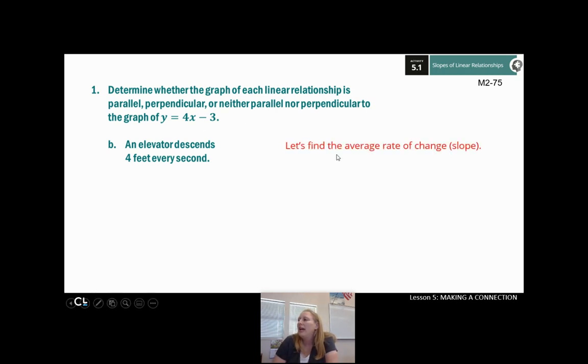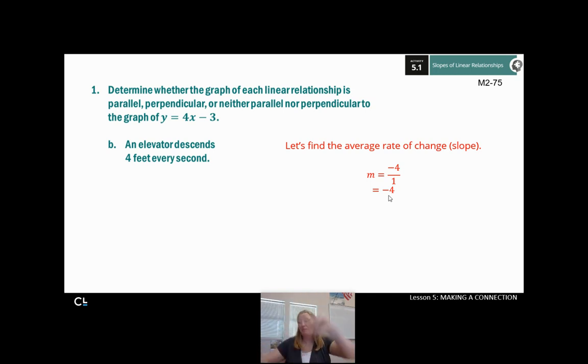If it goes down 4 for every 1 second, I put negative 4 over 1, and you don't need a calculator to know that negative 4 divided by 1 is negative 4. Well, it's not the same as 4, so I know it's not parallel. It is the opposite of 4, but in order to be perpendicular, remember, it has to be a negative reciprocal. It's not enough that we change the sign.